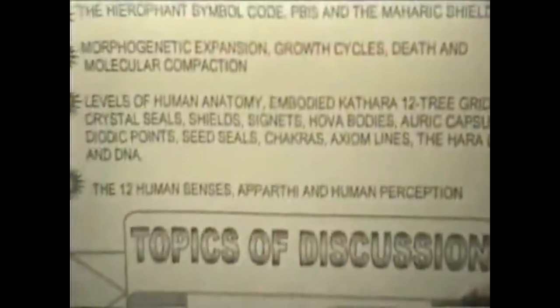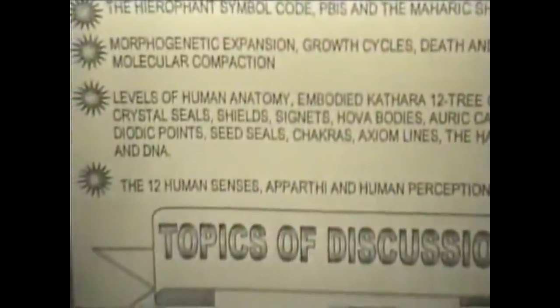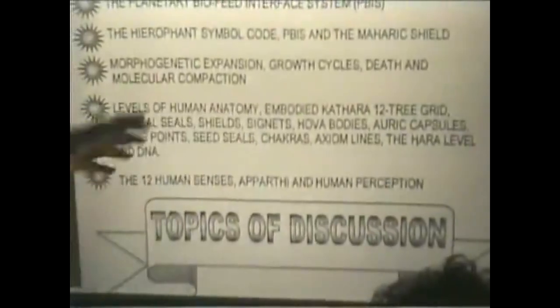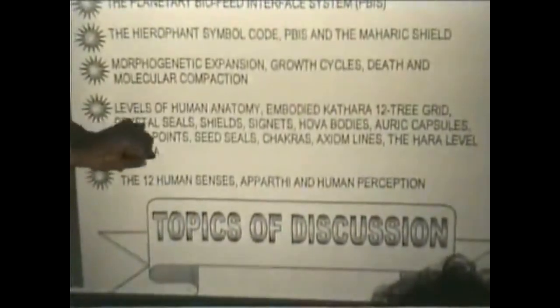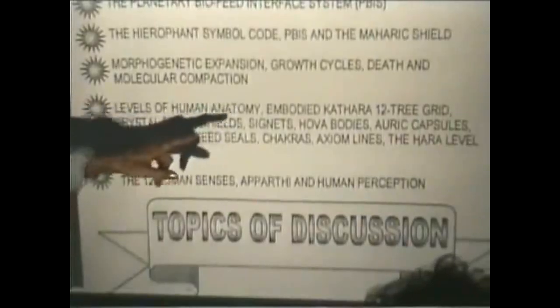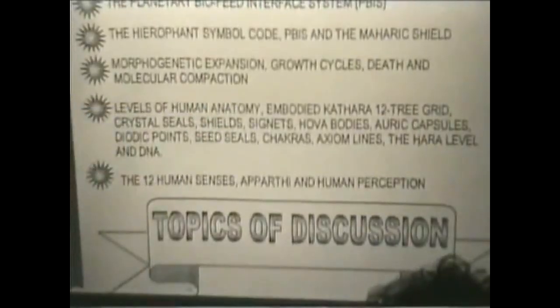And then we're going to go into levels of human anatomy. This is where we find out where the big basic structures plug into our body. The embodied Cathara 12-tree grid. Where's our level 1 Cathara grid? The crystal seals, shields, signets, Huva bodies, and auric capsules. These are part of the crystal seals grid, which is the level 2 grid. Where are these, how do they interact with each other, and how do they interact with level 1 and the rest of ourselves?